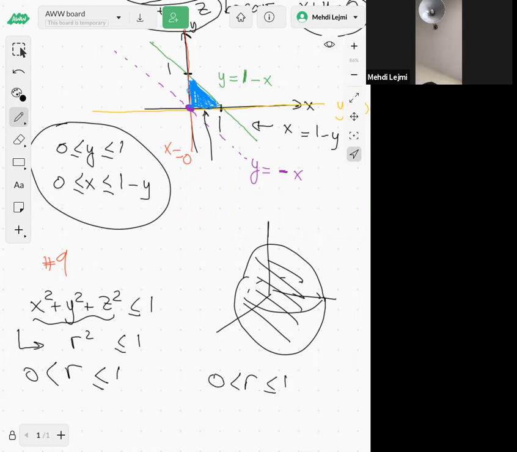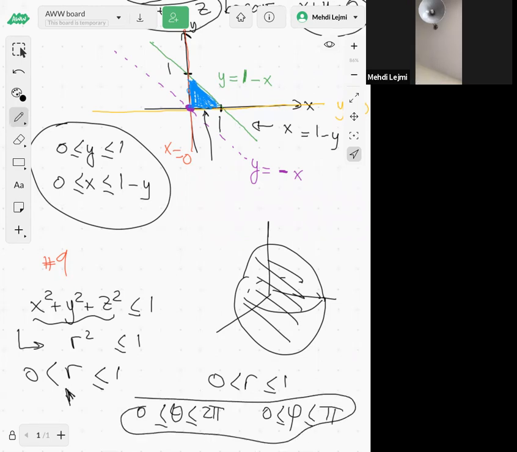So there's no restriction on theta and phi. Theta by definition is always between 0 and 2 pi, and phi by definition is always between 0 and pi. So you have only one equation in terms of r, and no restriction on theta and phi. So you're good. Thank you.